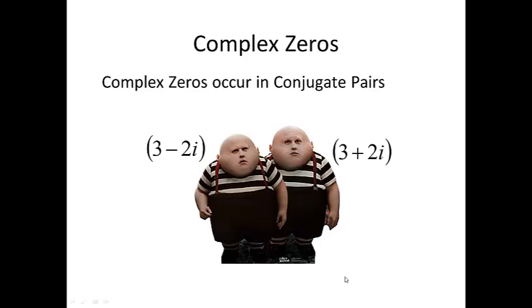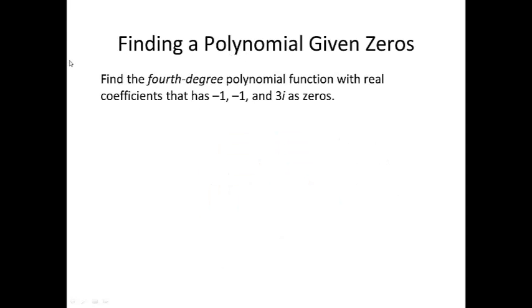Complex zeros always come in conjugate pairs. You have 3 minus 2i, and then the other one will be 3 plus 2i. That's how you're going to get those. So here's our next example.